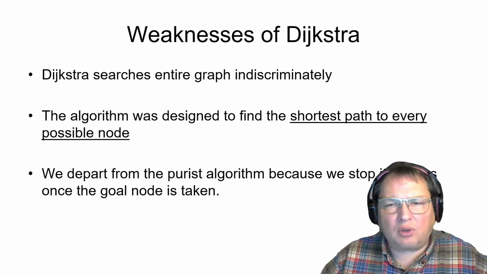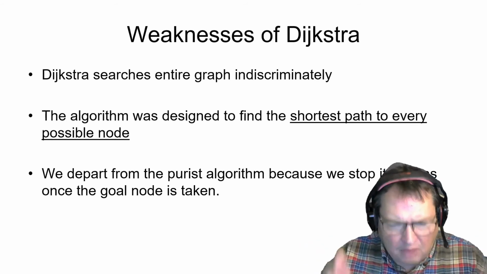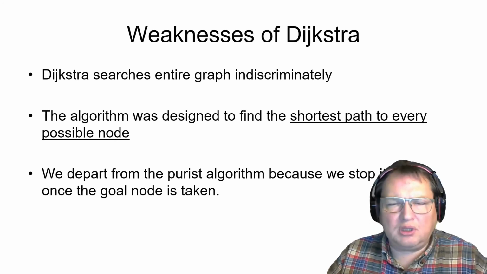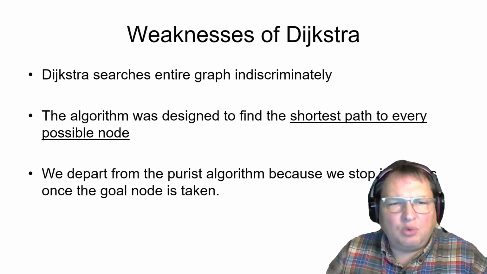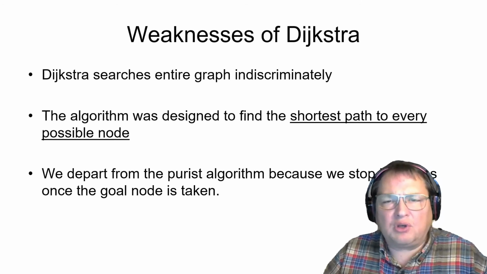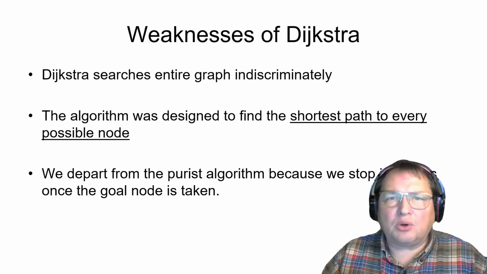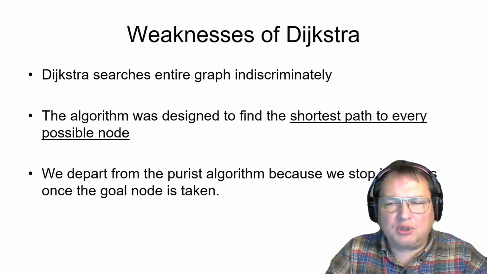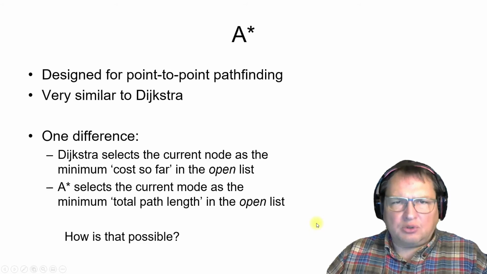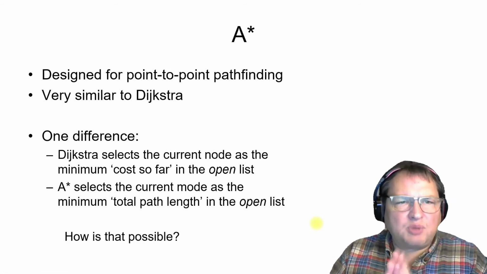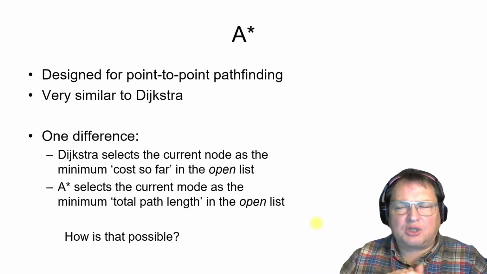It wasn't anything wrong about it. But for our purpose, for gaming applications, when we just want to find a single path to a single node, anyway, we depart from the purist algorithm because we stop iterations once the goal node is taken. So it's already some step forward from the original Dijkstra. But can we do it better? Of course we can. The so-called A-star algorithm is specifically designed for point-to-point pathfinding. It's very similar to Dijkstra.